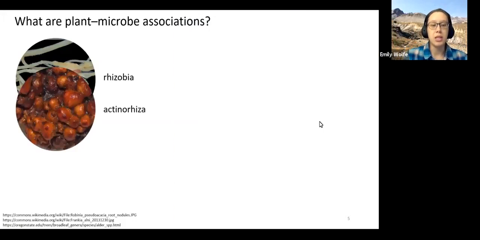So the next one is Actinorrhiza. These symbioses also make atmospheric nitrogen available to their host plants.